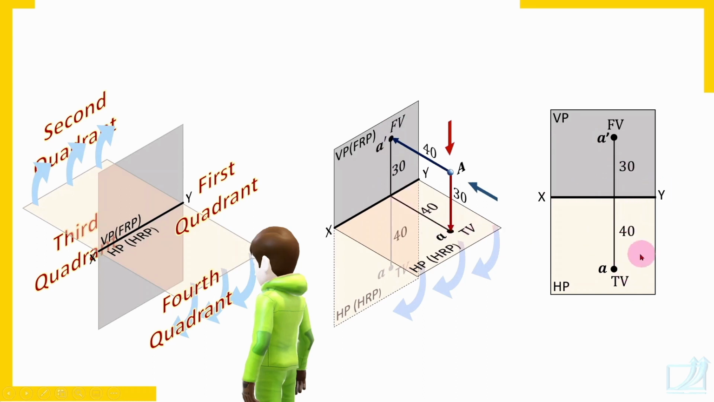Now, instead of below XY line, we'll say in front of XY line, because top view gives distance from VP, and we should describe the position of the point precisely. So we should not say from VP, we should say it is 40 millimeters in front of VP, so it will be very clear. Okay, so point A is in front of VP, and here it is top view. So this is how front view and top view appear in the plane of our drawing paper.